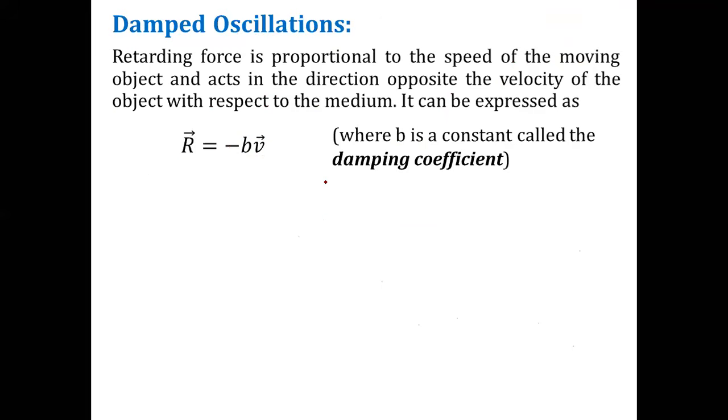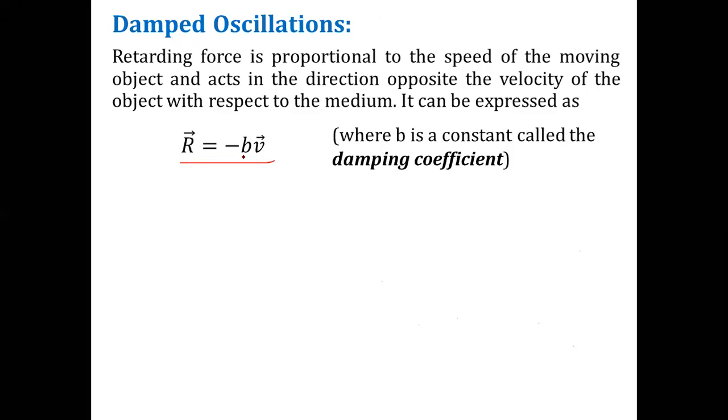We are talking about damped oscillations. That means there are some kind of resistive forces present in your system, and these resistive forces are going to act in the direction opposite to the velocity of the object. And hence, this would be the expression for your resistive forces. The term b here is a constant of proportionality, and we are calling it a damping coefficient. b is going to depend upon the medium in which you are having your oscillation.